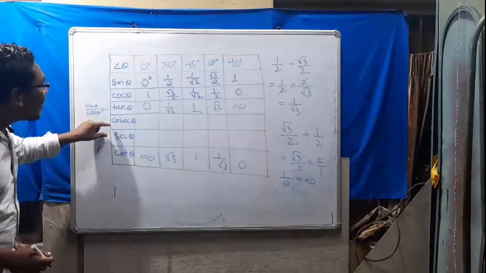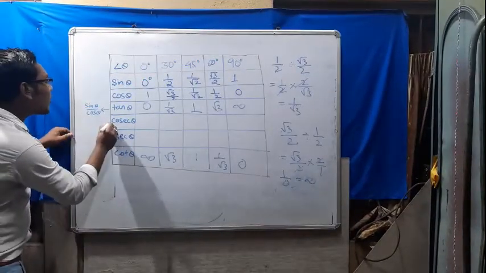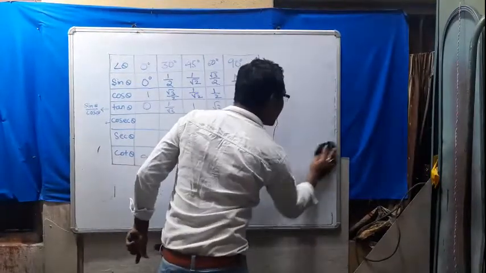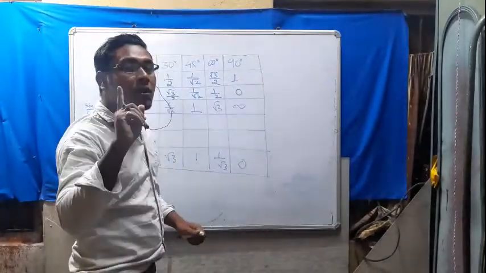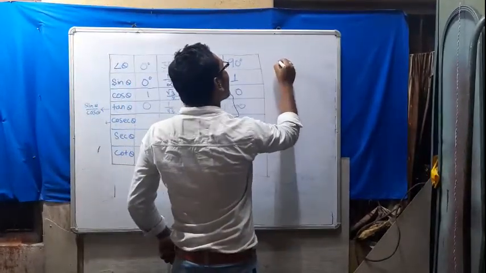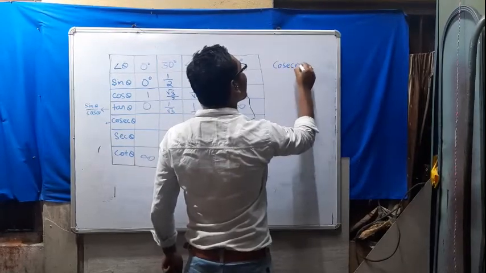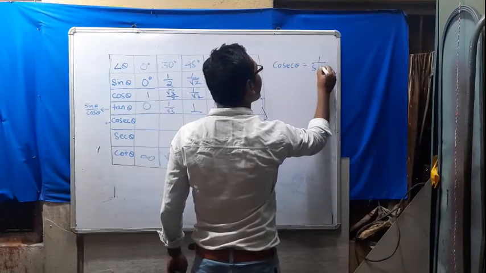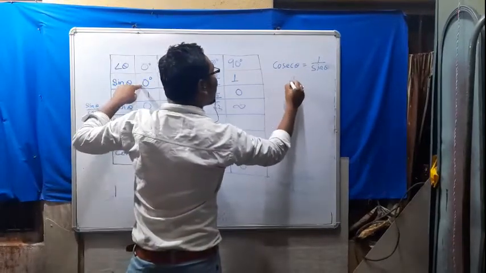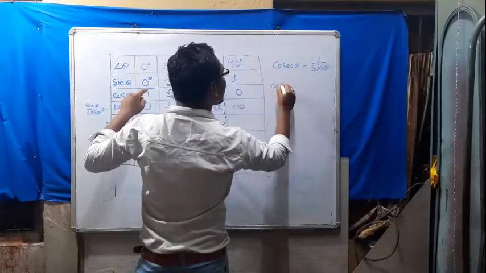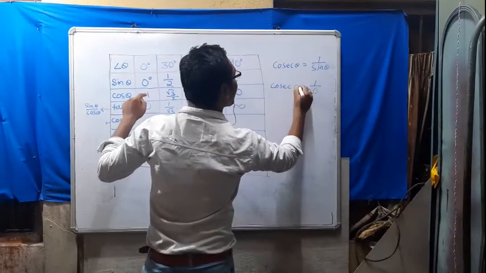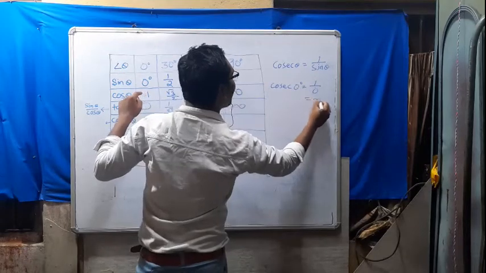Now what is left? Cosec and sec theta. So cosec theta, I told you yesterday, in the last class of the first video of the trigonometric series, cosec theta is equal to 1 upon sin theta. So cosec 0 is equal to 1 by 0, that is equal to infinity.